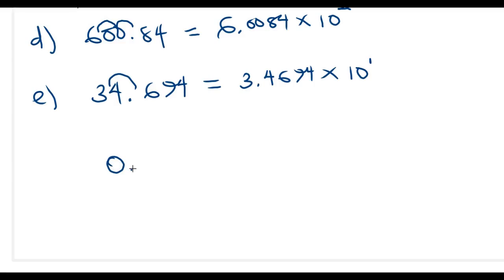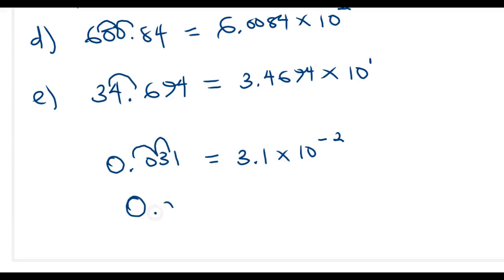What if you are given 0.031 to represent in standard form? Of course, we know that this number is less than 1. And because it is less than 1, this decimal point will be shifted to the right. So that will be 1, 2. So this number will become 3.1 times 10 to the power of negative 2, because we shifted the decimal point 2 times.